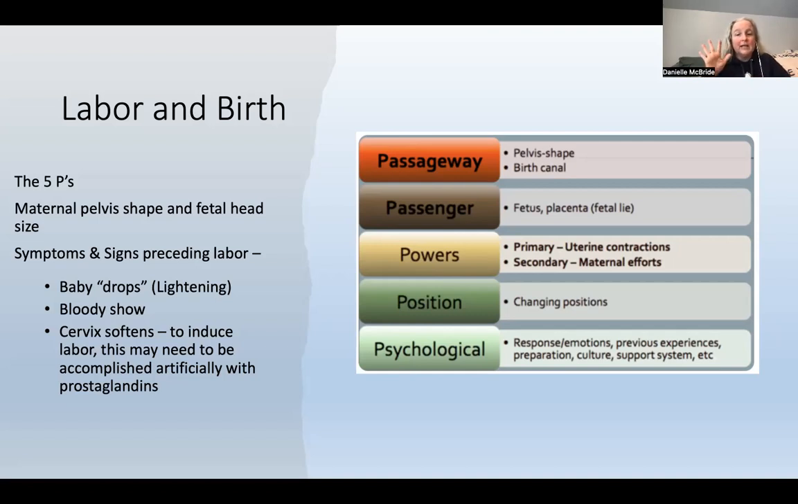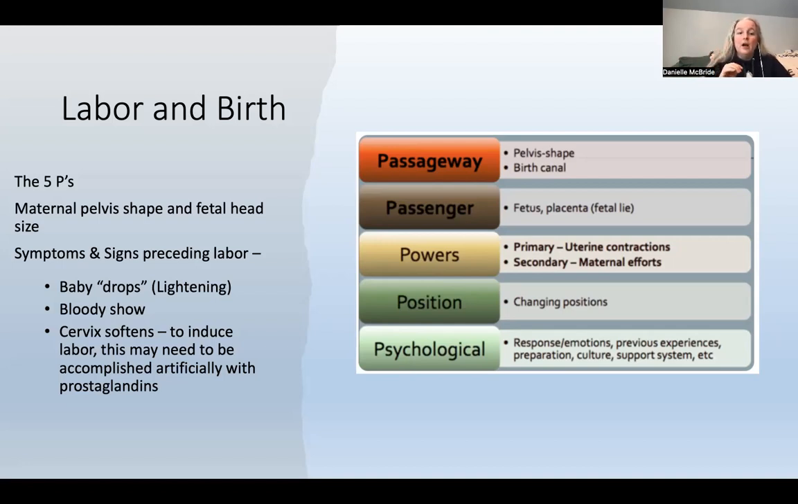And then the last P is mom's psychologic response. How is mom coping? How is her pain management? How is she coping with not just the pain, but the whole situation? Some moms get very overwhelmed. And if she's tense, her muscles are tense, that affects the way the baby comes down. The cortisol and different things her body can release if she's stressed in labor can affect her labor process. So those are our 5 Ps.